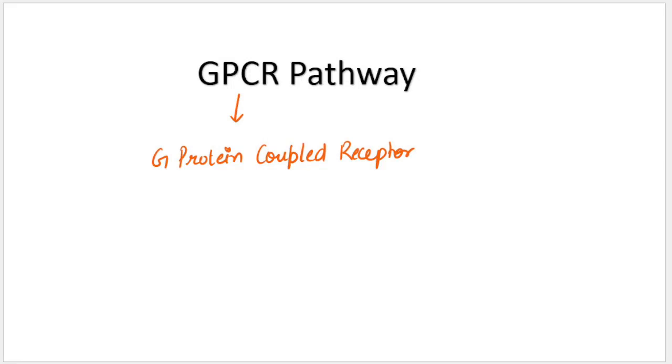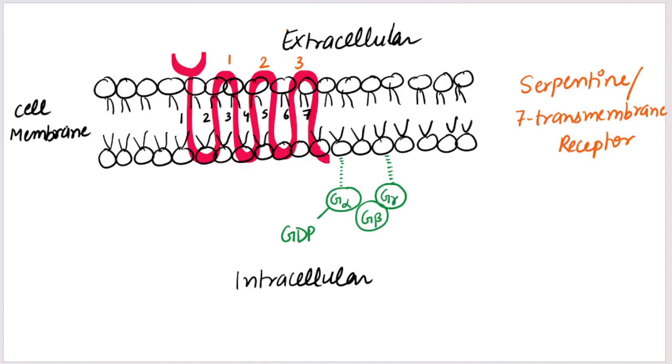GPCR stands for G protein coupled receptor. Many medicines and hormones show their effect via this signaling pathway. This lipid bilayer is called the cell membrane. This is the extracellular region and this is the intracellular region. GPCR is called G protein coupled receptor because it is attached to G protein from the cytosolic side.